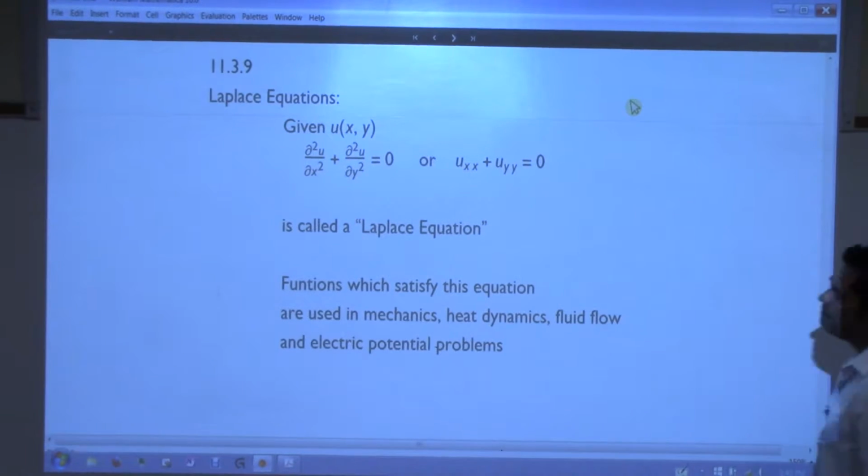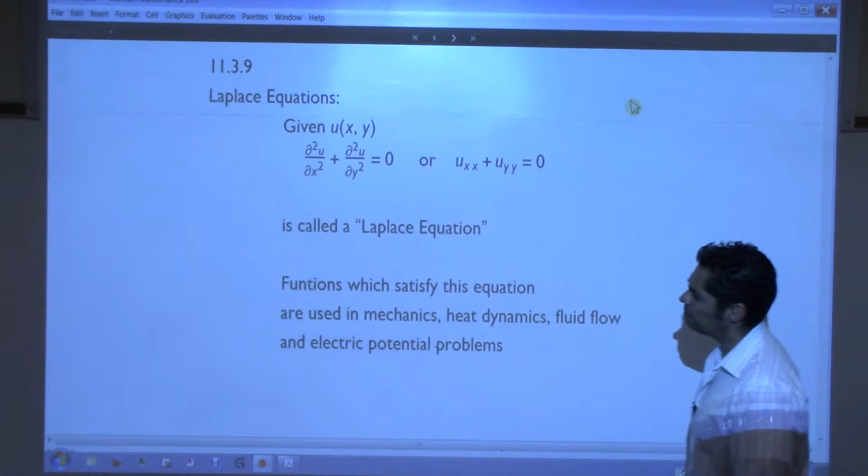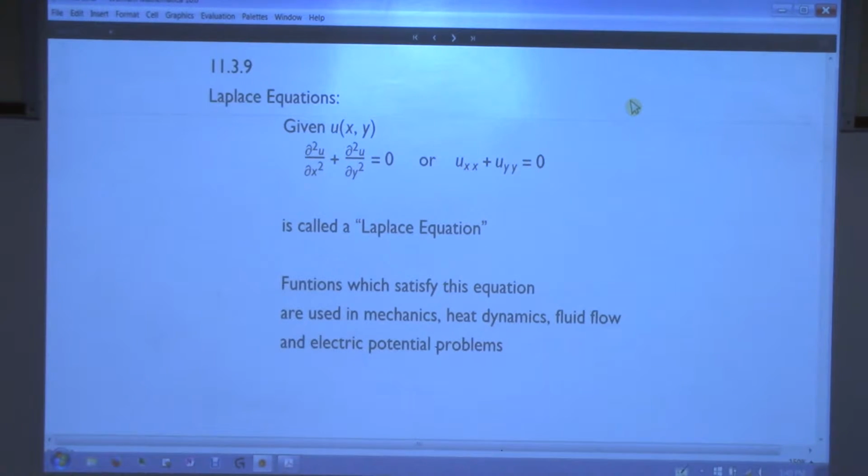Now here's an application of this. Laplace equations, differential equations. If you take a course in differential equations, you'll talk about Laplace. Maybe. Do you talk about Laplace a little bit? Yeah.